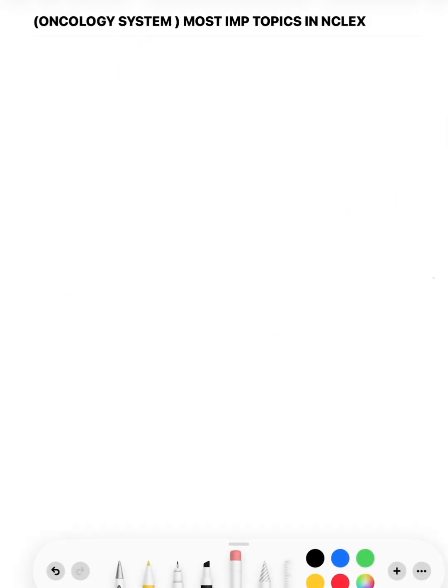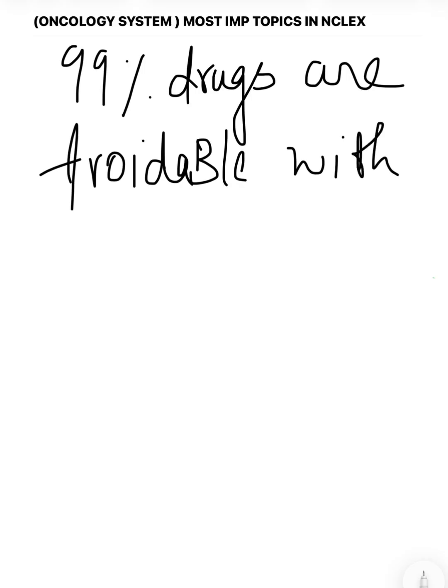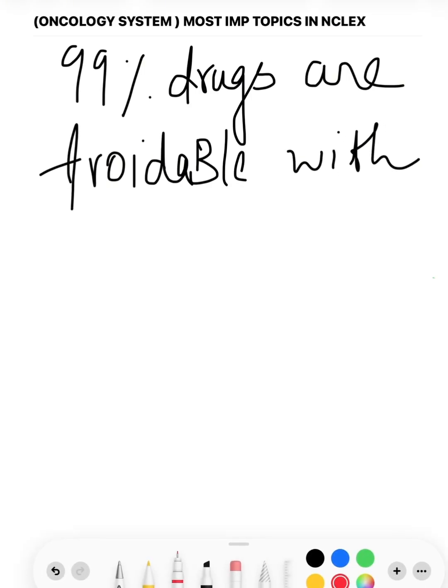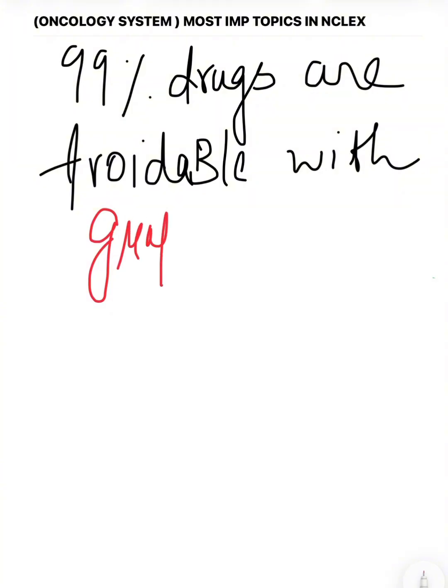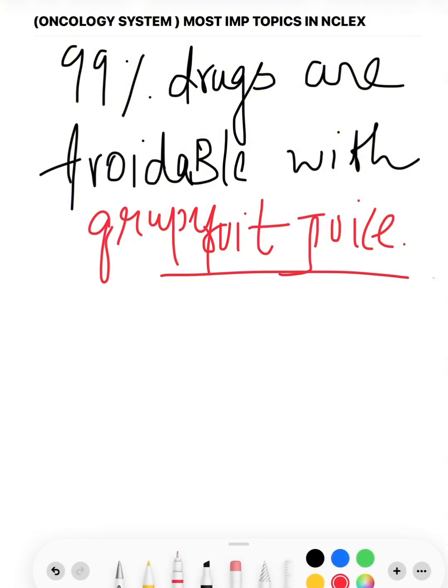So here is one last important point in NCLEX. This is the most important point, so you have to learn and remember. In the oncology system, almost 99% of drugs should be avoided with grapefruit juice. In NCLEX, almost 99% of drugs are avoided with grapefruit juice. We do not give or we avoid it with grapefruit juice.